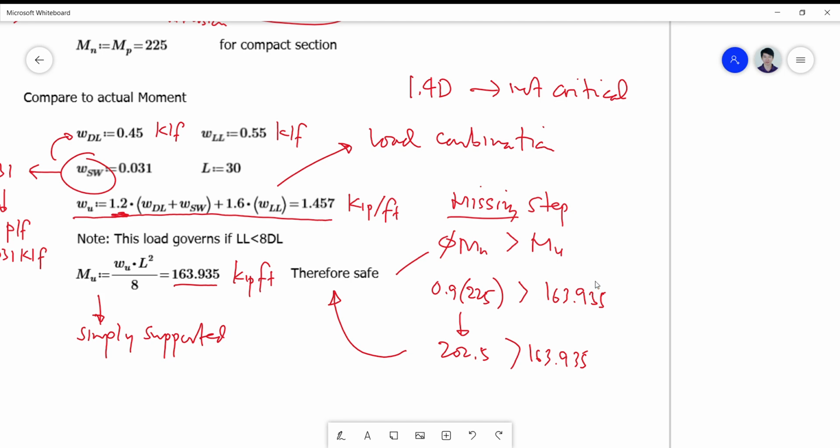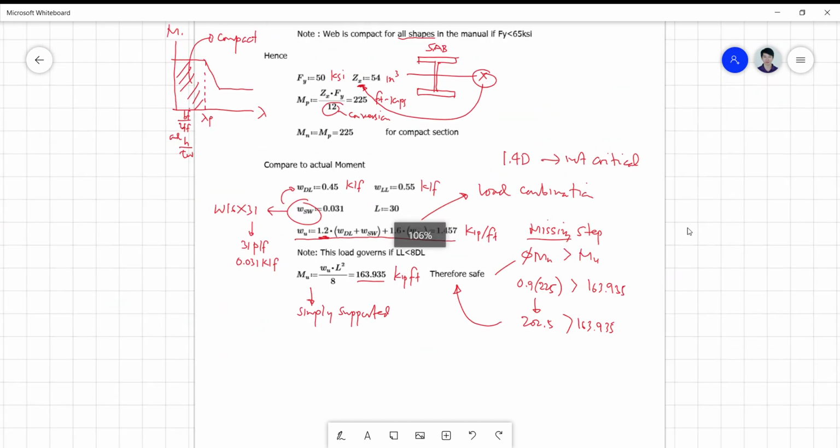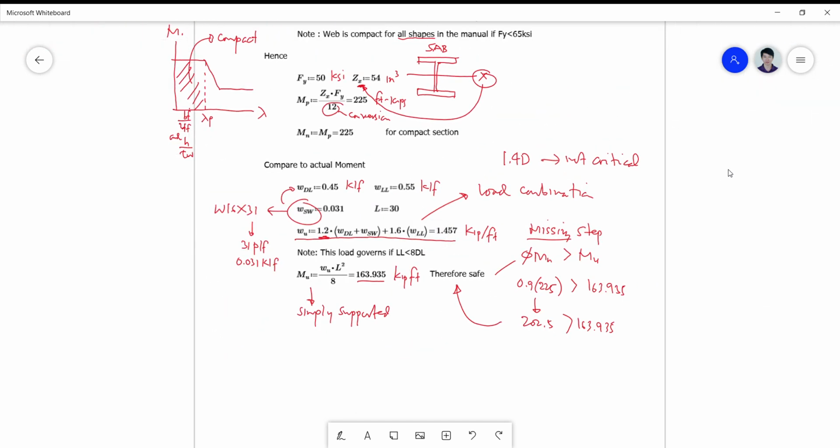So that is a very simple presentation on how to use the principle of compactness in investigating the adequacy of a beam section. Okay, so thank you very much.